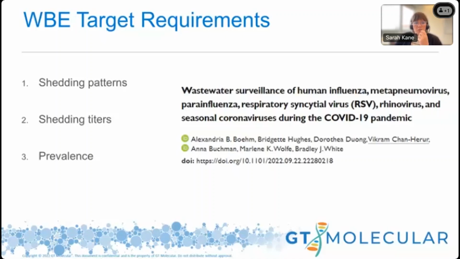Importantly, Dr. Ali Boehm out of Stanford and her group showed that various respiratory pathogens are detectable from wastewater. This was a great publication that I wanted to point out in case anybody is curious, like I was, about how these traditionally respiratory pathogens can end up in wastewater. Just summarizing what I've presented so far, there are a lot of different pathogens that can end up in wastewater and can be viable targets for wastewater-based epidemiology.